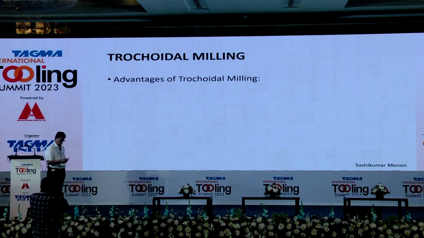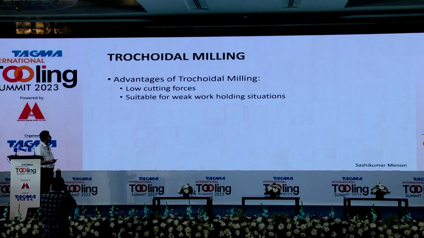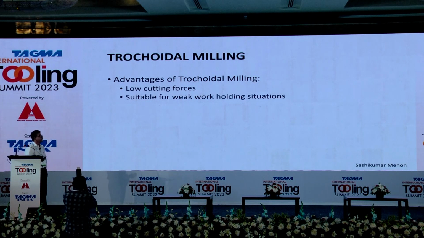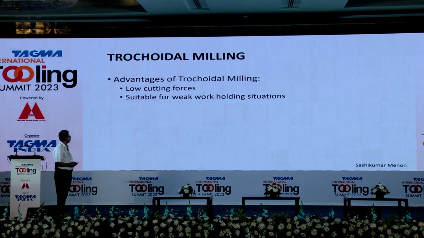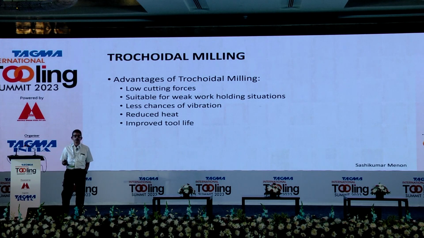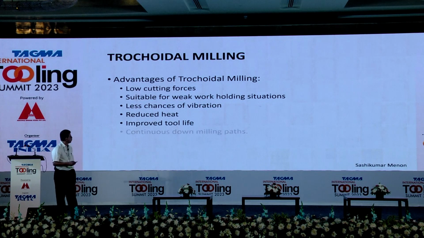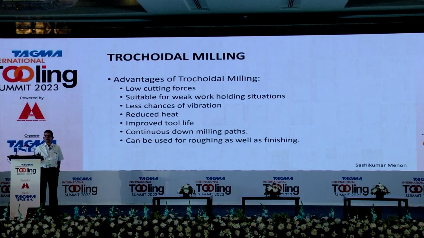Okay, so I'll talk about the advantages. One is you are getting low cutting forces, and I'll explain why. Because of that, it is suitable for weak work holding systems. If the fixture is not that strong, trochoidal milling can help you a lot. Less chance of vibrations, because cutting forces are less. Reduced heat at the cutting edge means the tool life can improve. Then you can use continuous down milling paths, and it can be used for both roughing as well as finishing.